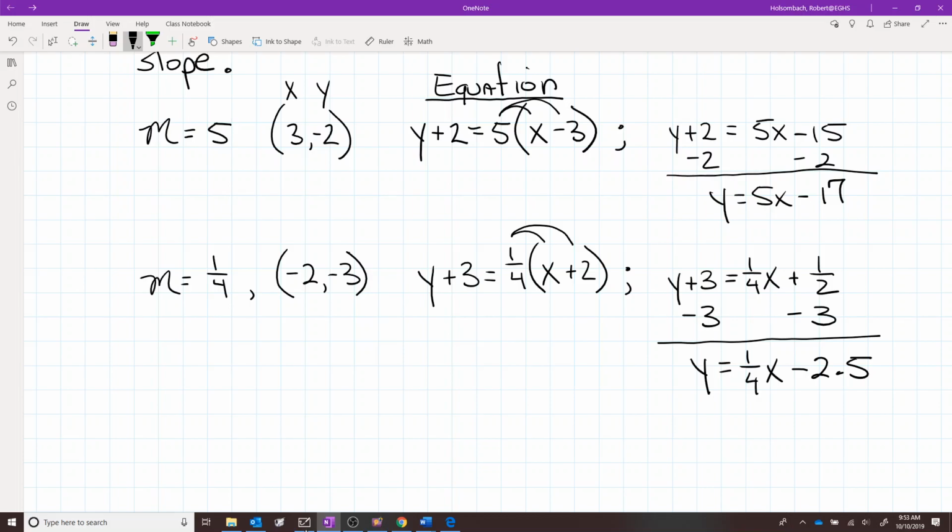Okay, so everybody can write a line in point slope form, and then they can distribute and solve for y and put it into slope intercept form, right? Okay, very good.